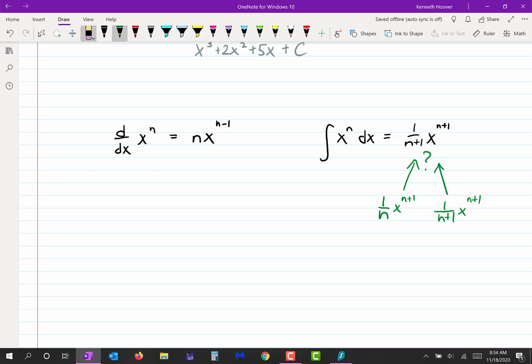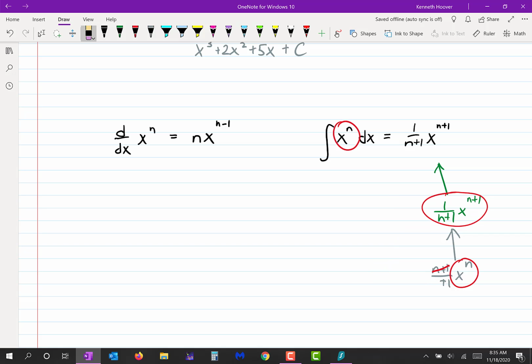So let's just check. What's the derivative of that? It would be n plus 1 over n times x to the n, right? What's the derivative of this? It would be n plus 1 over n plus 1 x to the n. And these would cancel. And we get x to the n, which is here. So that means this is the correct thing that we should be writing. And so there, what is written in black up there is the correct answer.